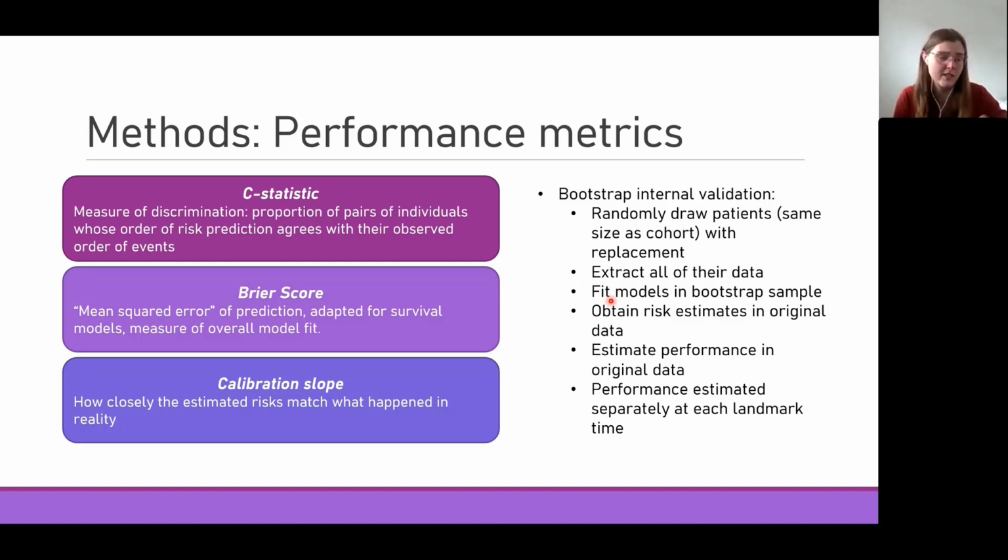We extract all of the data from those patients, and we fit the models in the bootstrap sample. We then apply them to the original data and estimate performance in that original data. And we summarize across, I think it was 200 bootstrap samples that we used here.